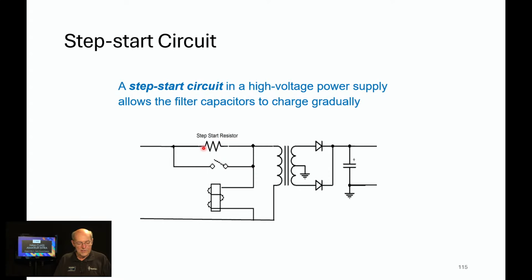So we start out with a resistor in series with the transformer, and then after a certain number of milliseconds, this relay will pull in, and you'll get the full voltage across the transformer, and the power supply will go to full voltage.